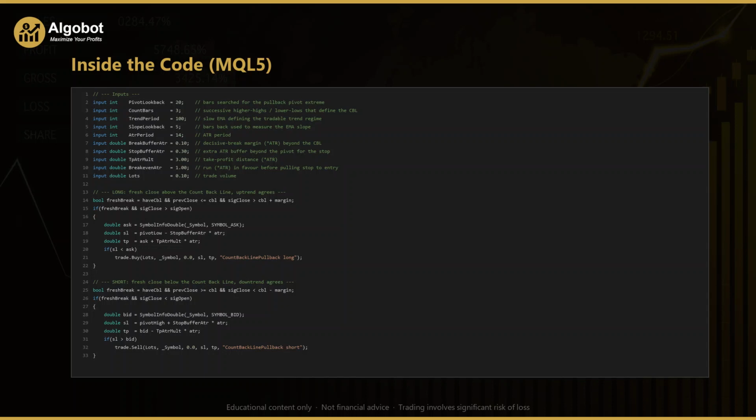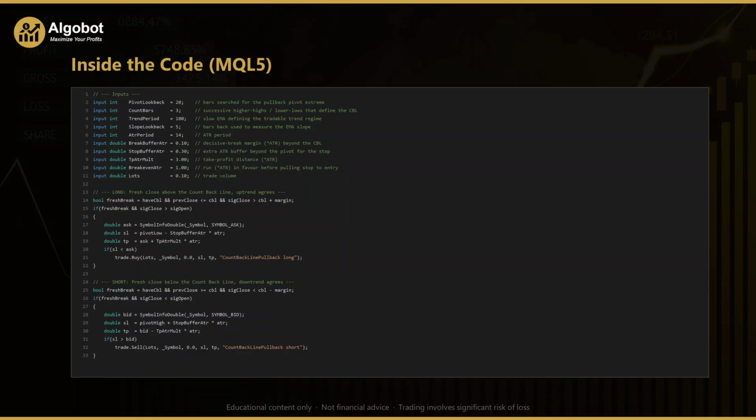Now the long block. The Boolean called fresh break is true when the countback line exists, the previous close was at or below it, and the just closed price closed above it by the margin. If that's true and the bar also closed above its open, meaning a bullish body, the EA reads the ask price, places the stop just below the pivot low minus the stop buffer, sets the take profit at 3 ATR above entry, and calls trade.buy.